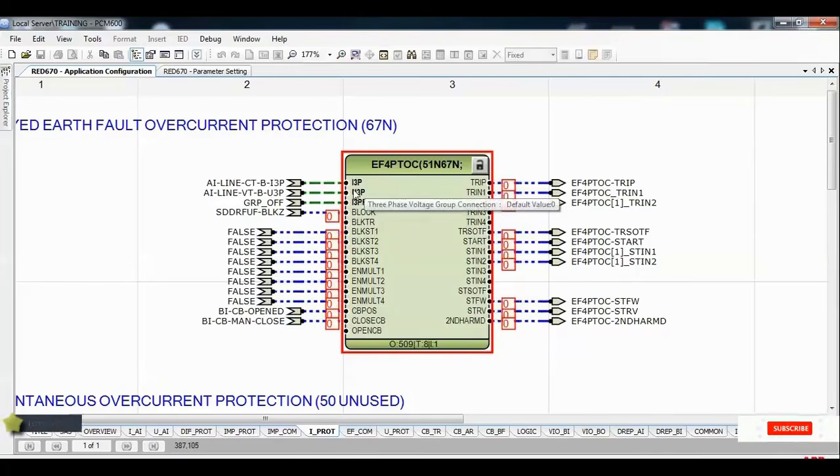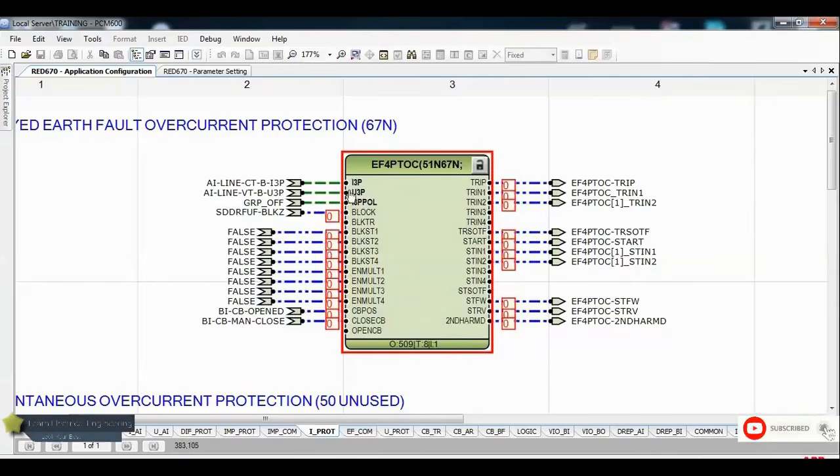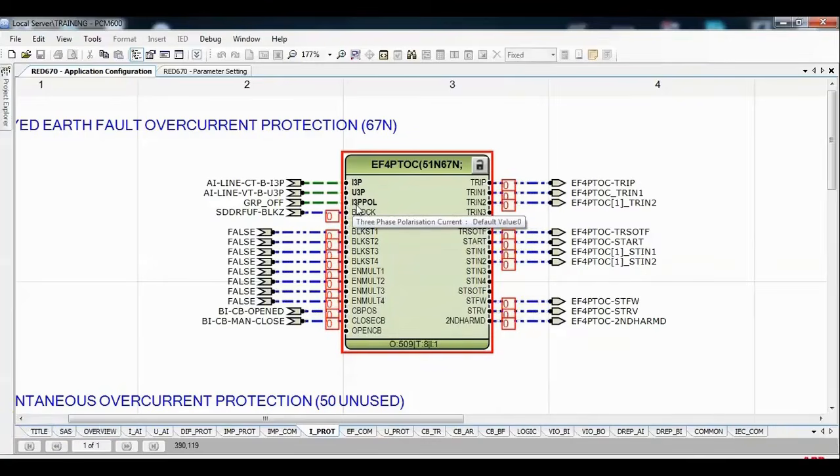The topic here is very simple. You connect your 3-phase current and 3-phase voltage. Here, if you are using 3-phase polarizing current, but of course usually we work with polarizing voltage, so it's not necessary. Therefore you need to put a group of signals, because it comes as a 3-phase group, so you must connect it to a signal called GRP OFF, which comes from the fixed signal block.